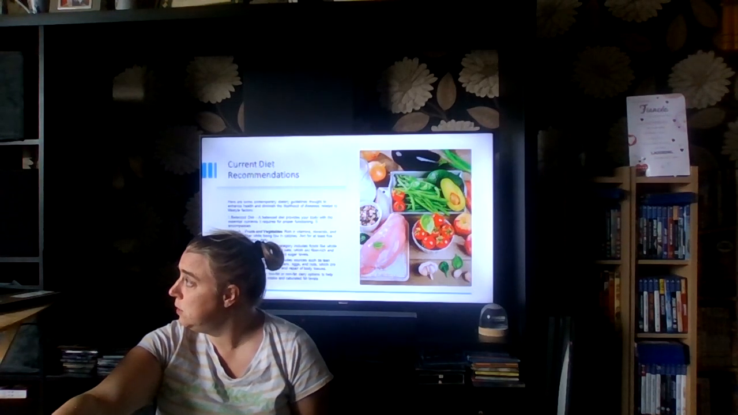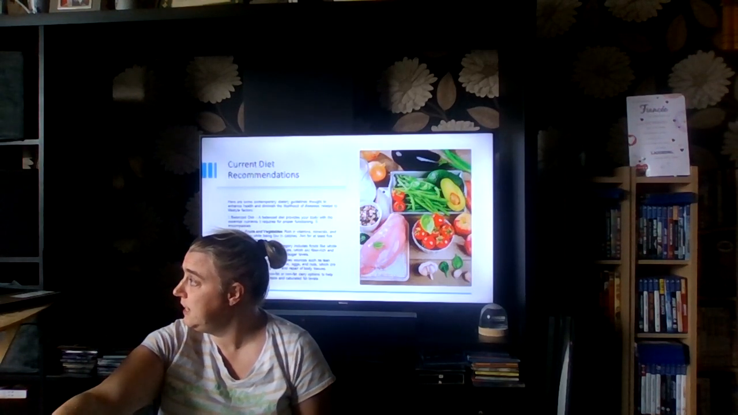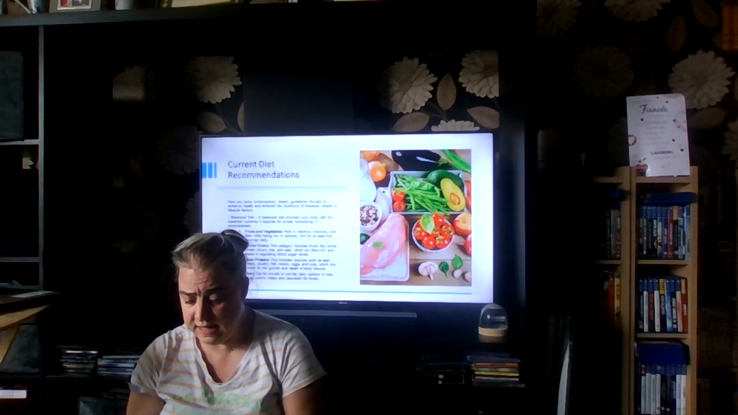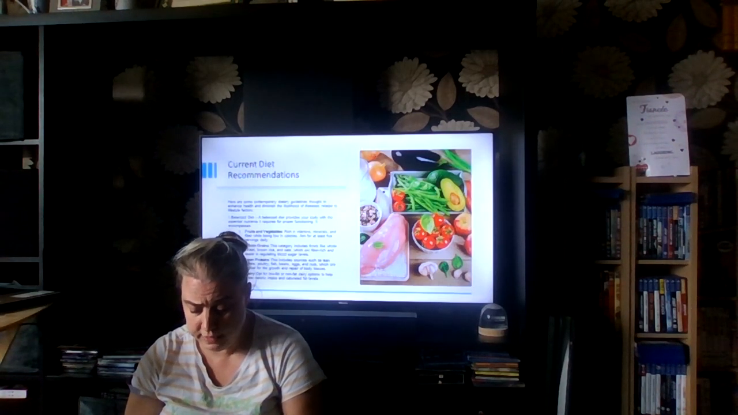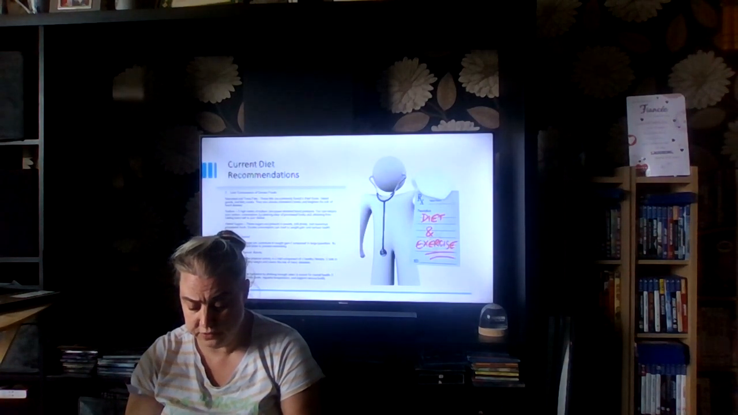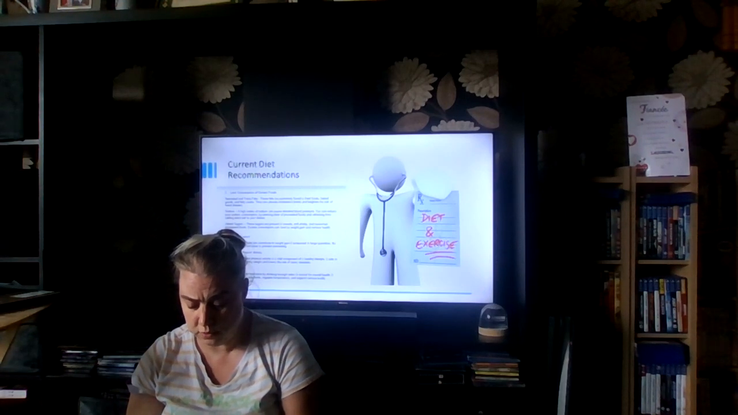Then I've got some current diet recommendations. A balanced diet needs fruit, veg, whole grains, proteins, dairy. Limited consumption of certain foods, fats, sodium, added sugars, portion control, regular physical activity, hydration.